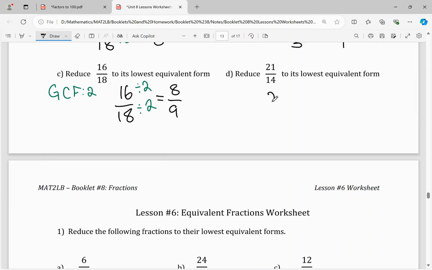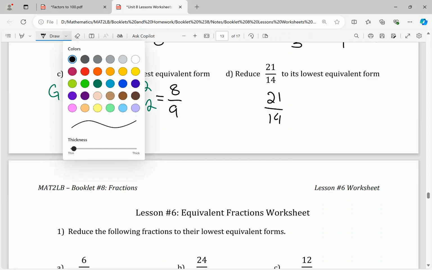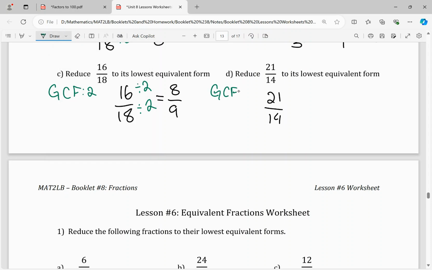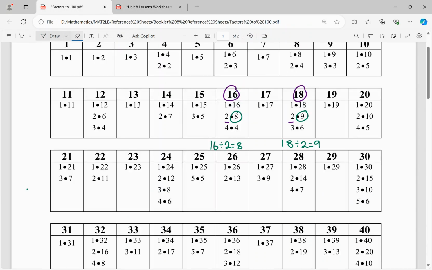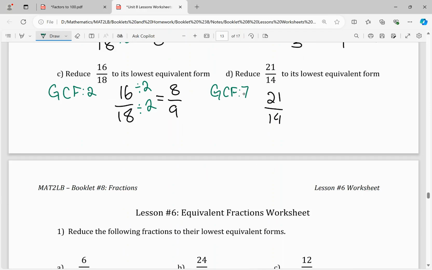Here I have 21 over 14. Let's start with the GCF. 21 and 14. So here is 21. Here is 14. What do they share in common? They both have a 1 and a 7. So the largest number that they have in common, the GCF, is going to be that 7. So let's write that down. GCF is equal to 7. So we need to divide the top and the bottom by 7.